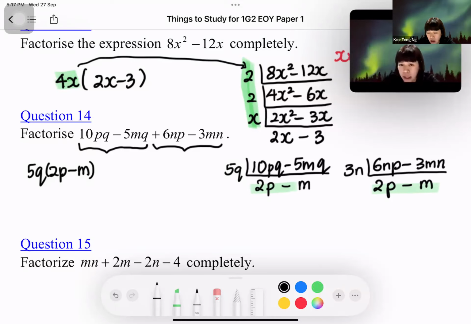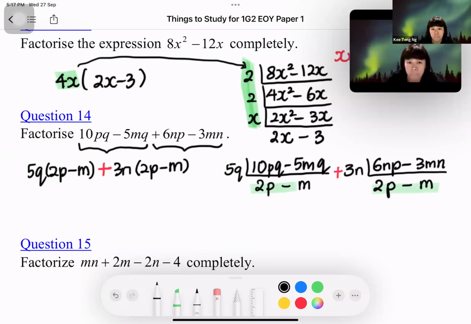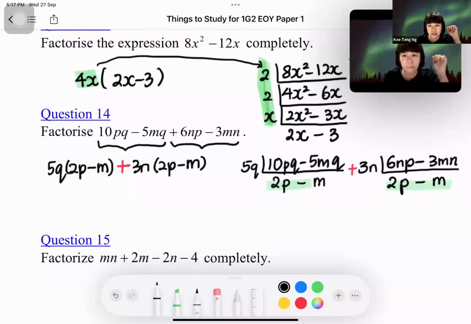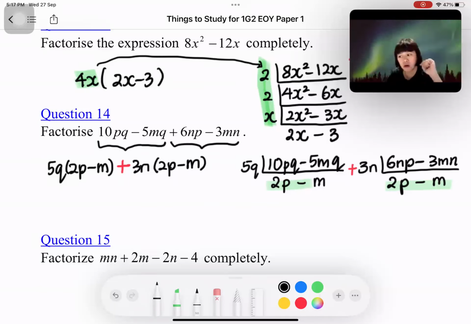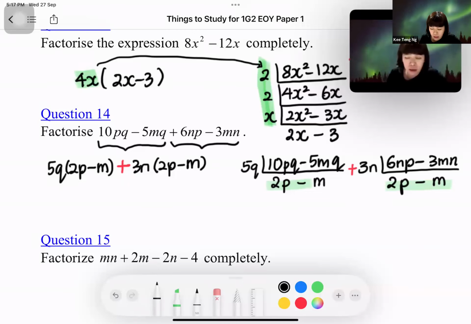But the one I'm taking out is a positive 3n. So when I write in my working, I must write positive 3n bracket 2p minus m. Must write the positive. If you never write the plus sign, the whole thing is wrong, and you lose marks.